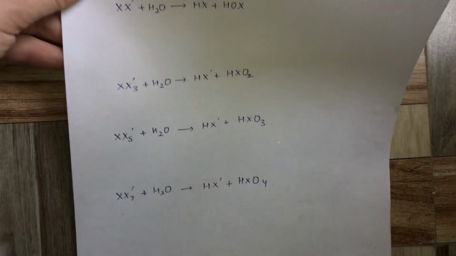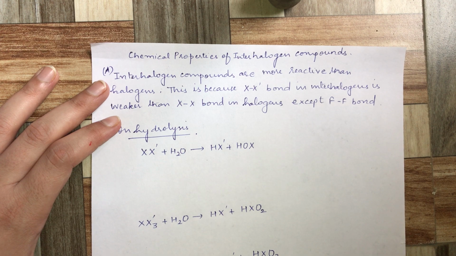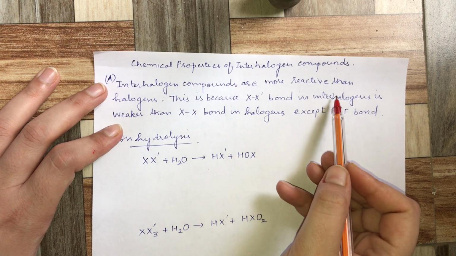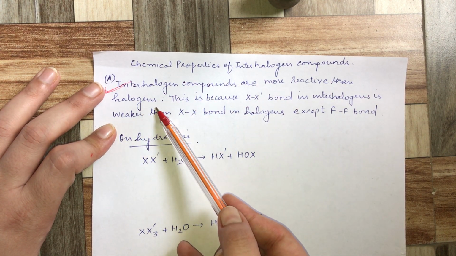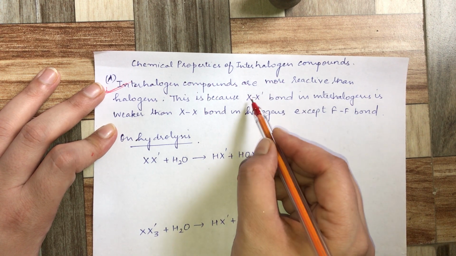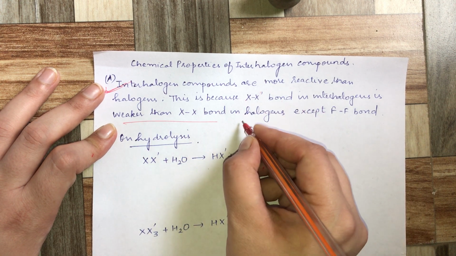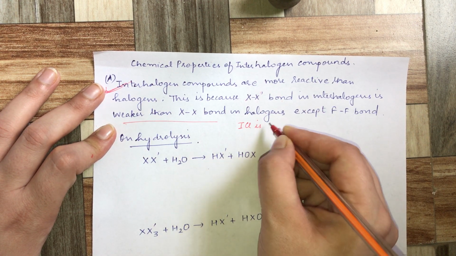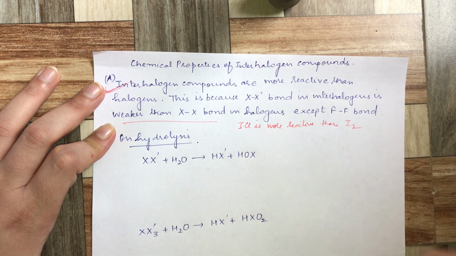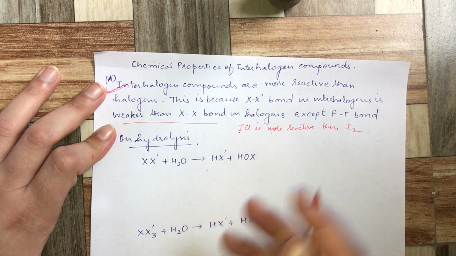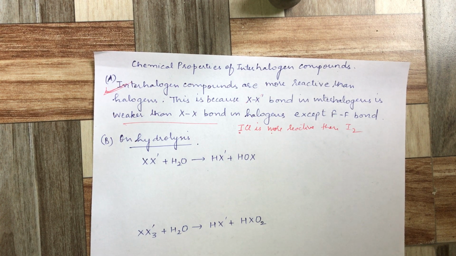Is it clear? Last we talk about the chemical properties. Interhalogen compounds are more reactive. Very important question: interhalogen compounds are more reactive than the other halogens. This is because the X-X' bond in interhalogens is weaker than the X-X bond. For example, ICl is more reactive than I2 or Cl2. Why? Because the I-Cl bond is weaker than the I-I bond, because there is an electronegativity difference.